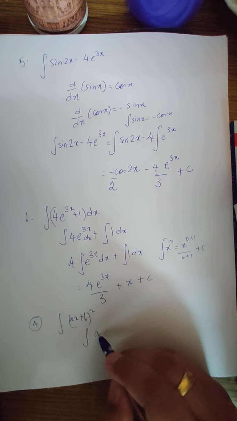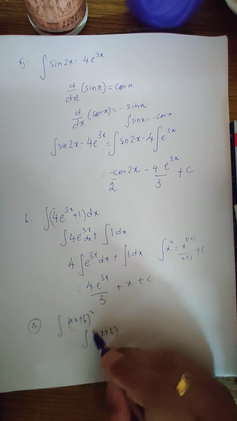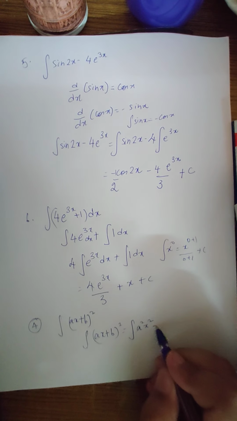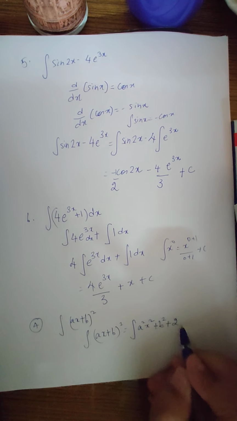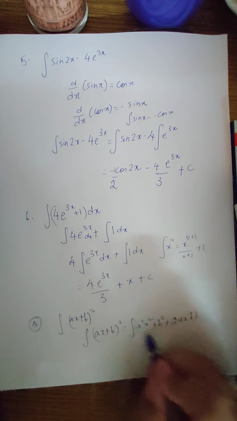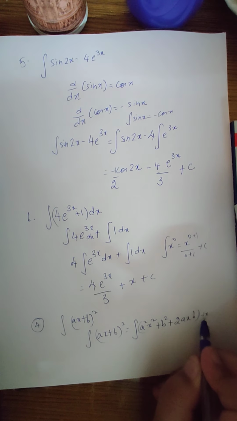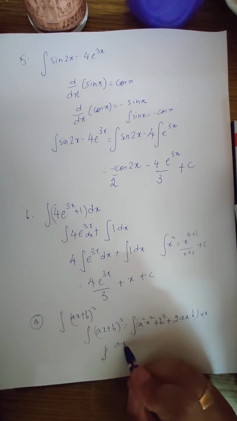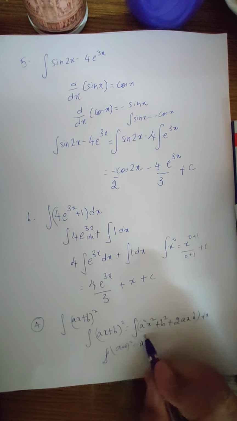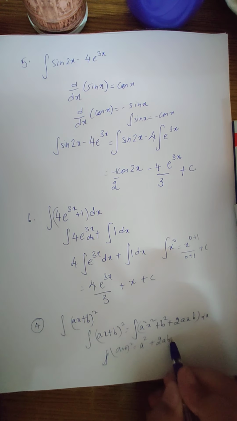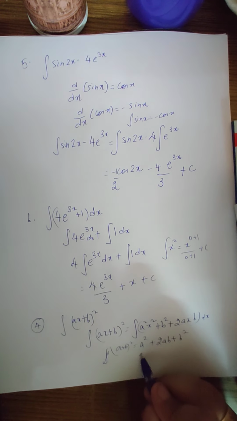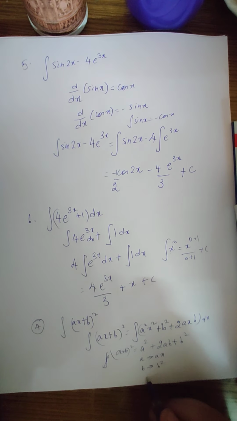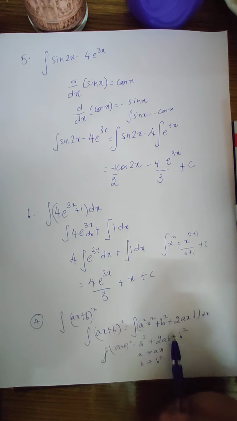I can write integration of ax plus b whole square as integration of a square x square plus b square plus 2axb. What I am doing here, students, is just expanding using the formula a plus b whole square equals a square plus 2ab plus b square. So a here is ax and b here is b. Now I'll get this.